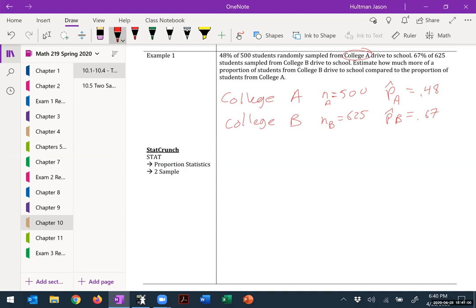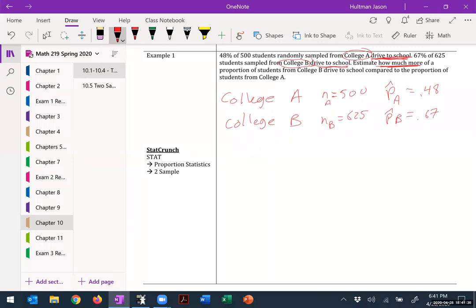So 48% of 500 drive to school. What are they asking us? They're saying that they commute to school. And of the other college, 67% of college B drive to school. Estimate how much more of a proportion of the students from college B drive to school compared to the proportion of students from college A.